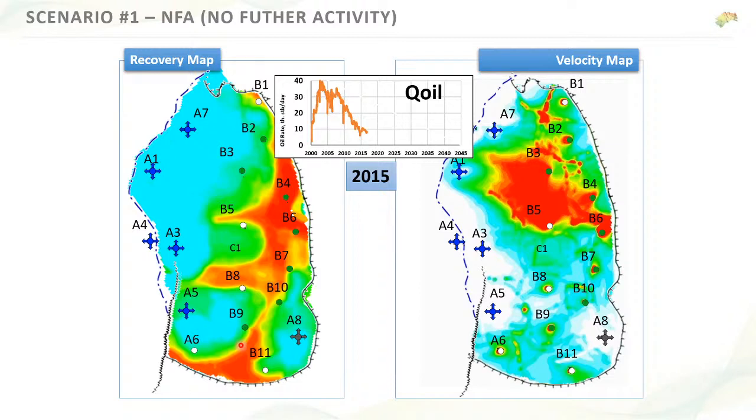hydrocarbon that we can recover. And if you look at the velocity map, then you see that in the northern part of the field, there's good velocities. We're able to mobilize the hydrocarbons, but in the middle and the southern part it's not so high. So let's look at it in 5 year increments. Remember, this is no further action.